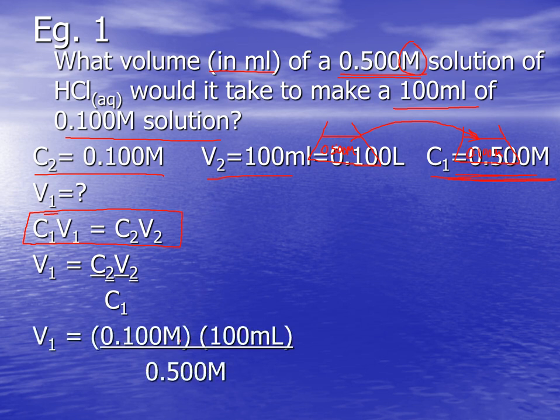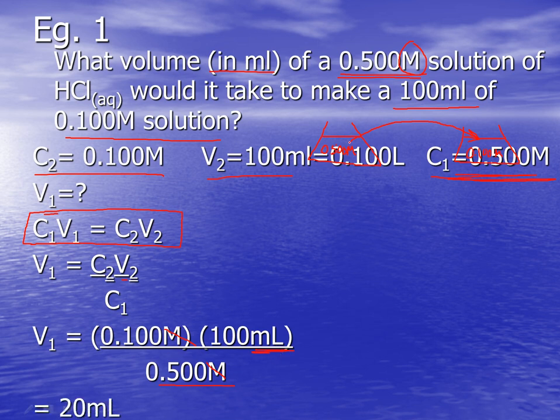So our 0.1 moles per liter as our final concentration, our 100 milliliters as our final volume, our C1 initial concentration of 0.5. Now, look what's going to happen with the units here. Capital M, moles per liter, and moles per liter cancel out. So our answer is going to be in milliliters. And we get 20 milliliters, just as we did before.